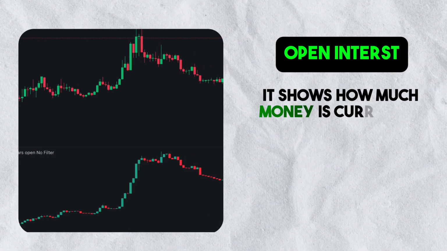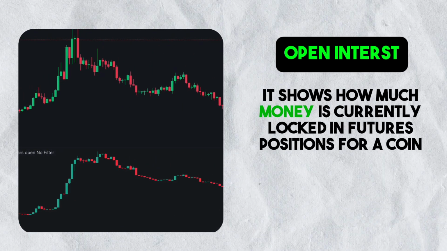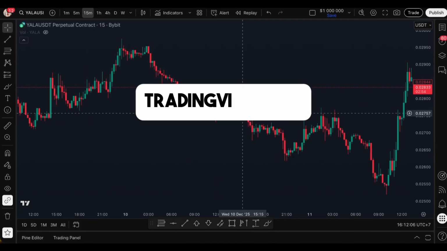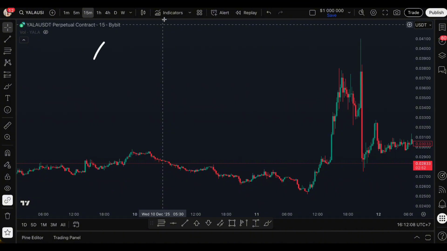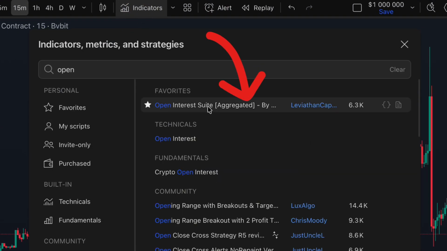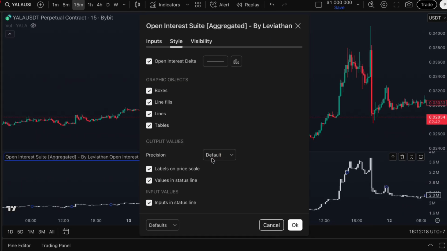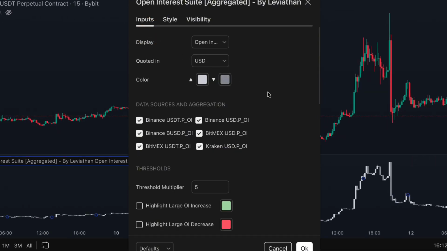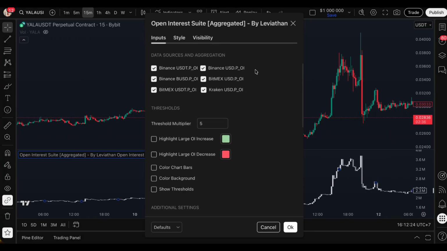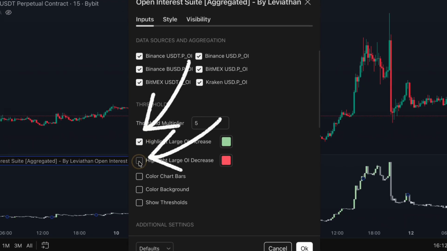In simple terms, it shows how many futures contracts are currently open across major exchanges for a coin. You can find it on TradingView. Simply go to the Indicators tab, type Open Interest and select this one. Go to Settings and make sure that it is quoted in USD, not in coin. For your convenience, you can highlight large increases and decreases in open interest.